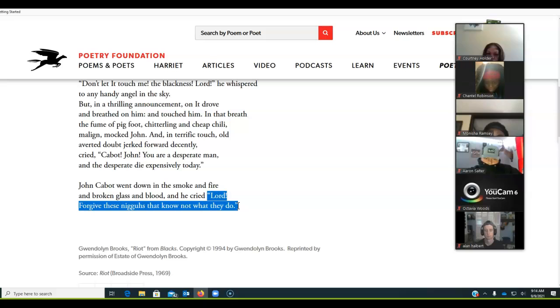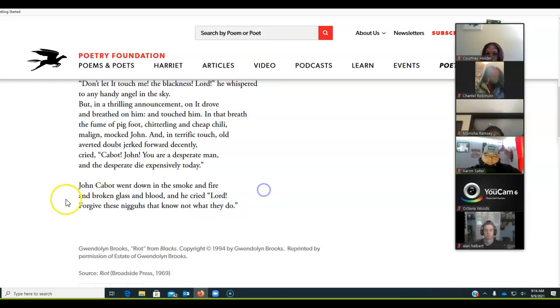"Forgive them, they know not what they do." Who said that? Jesus. Right, so he's putting the words of Jesus in his mouth, but look how he's soiling that word with this ugly, ugly, insulting word, right? So even in his last words, he's being ugly, right?